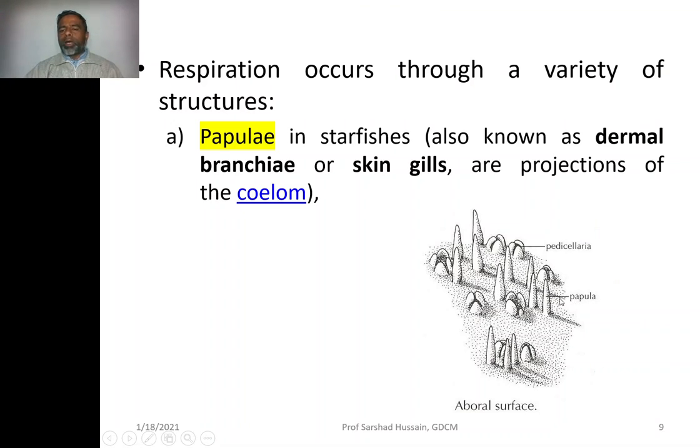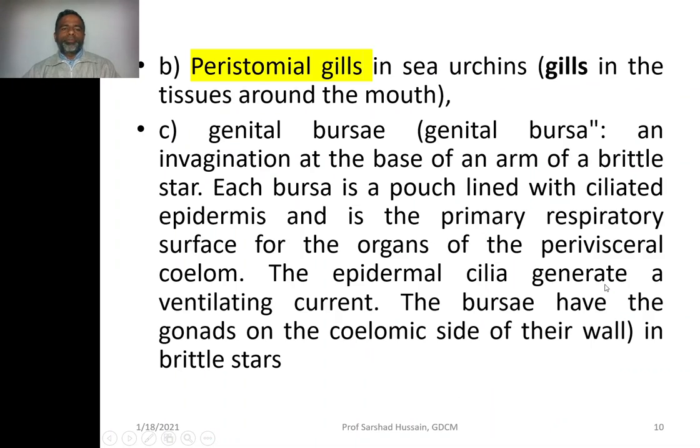The gases will be diffused through the wall of the papula into the coelom present inside, because diffusion will take place as oxygen inside will be low as compared to the oxygen present in the water. And similarly, carbon dioxide present in the coelom will be of high concentration as compared to the outside, so the carbon dioxide will be diffused out.